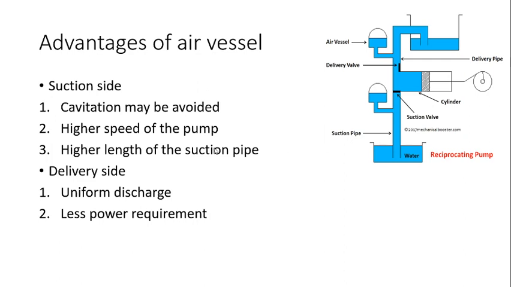Now let us discuss the advantages when we fit an air vessel in a reciprocating pump. On the suction side, the main advantages are: first, cavitation may be avoided; second, a higher speed of the pump can be achieved, and we can use a greater length of suction pipe. These are the three advantages of an air vessel on the suction side. On the delivery side, we will get a uniform discharge, and the power requirement, if you fit an air vessel, will be less compared to a reciprocating pump without an air vessel.